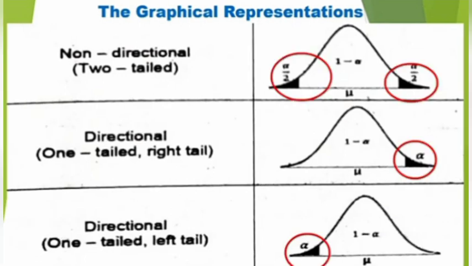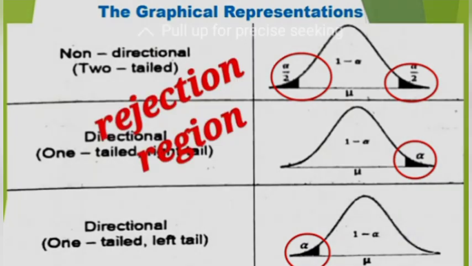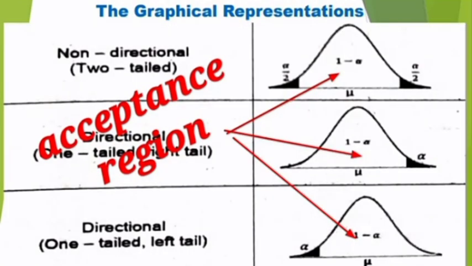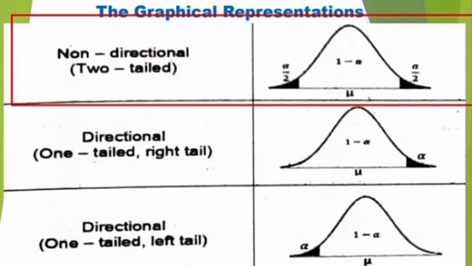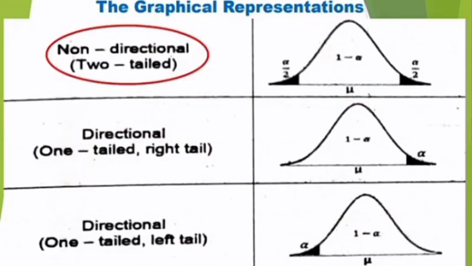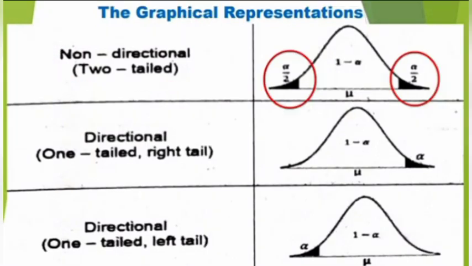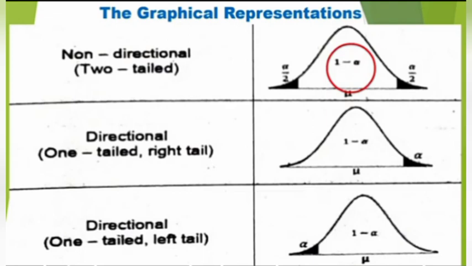On the diagram, the shaded portions are the rejection region and the non-shaded portion of the normal curve is the acceptance region. The first figure on the top is the non-directional or two-tailed test, where alpha over 2 on the left and at the right are the rejection levels, and the acceptance level is represented by the 1 minus alpha portion.